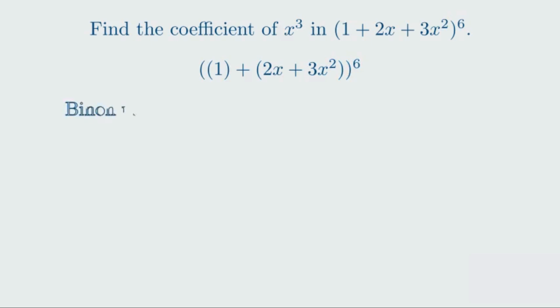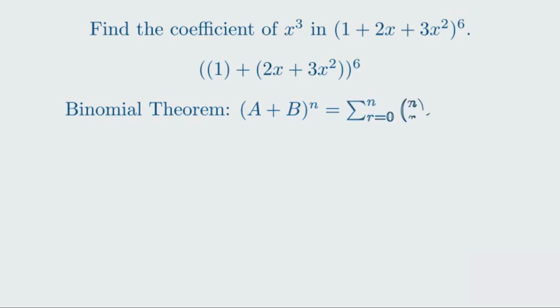For an expansion of the form a plus b to the power of n, the general term, often called the r plus 1th term, is given by n choose r times a to the power of n minus r times b to the power of r. The letter r represents the position of the term in the expansion. In our case, a is 1 and b is 2x plus 3x squared, so we can write the general term.